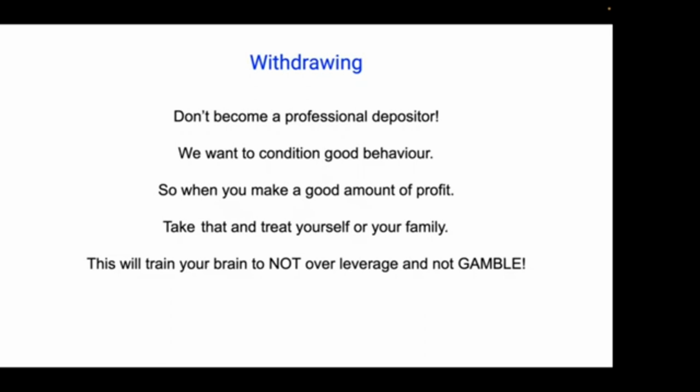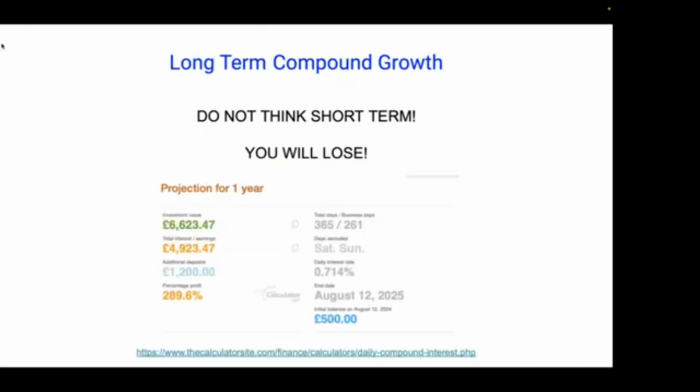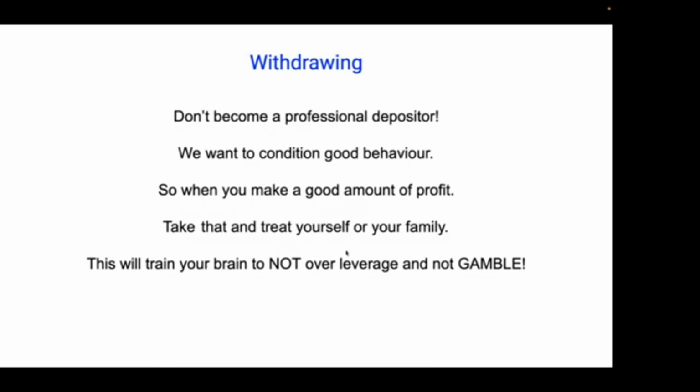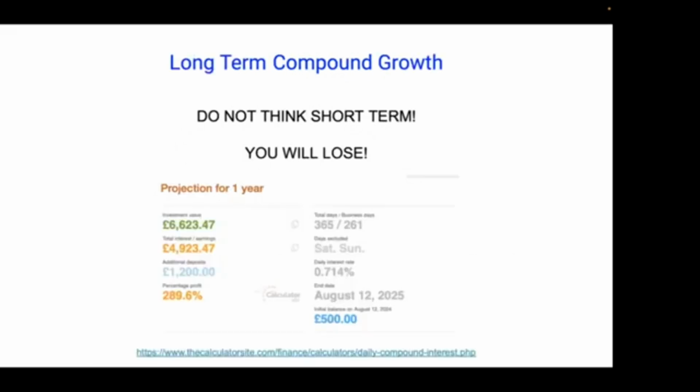Don't be sitting there thinking, oh my God, what if it could have been 200? What if it could have been £20 more? Like, take that out. Just withdraw it for the first time. Treat your family. Treat yourself to a bottle of wine if you're a little lush, right? If you've made enough money to buy yourself them trainers that you've always wanted, go get them. The shoes, the night out, whatever it is. This will train your brain not to over leverage and more importantly, not to gamble.